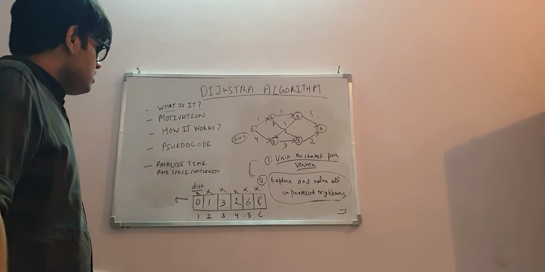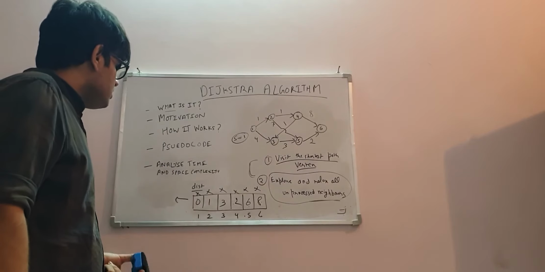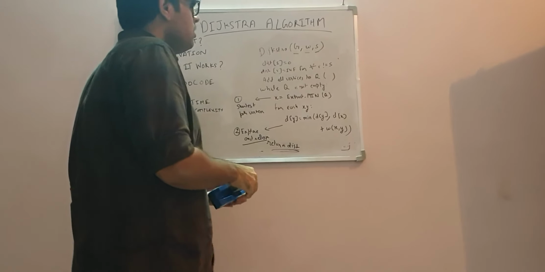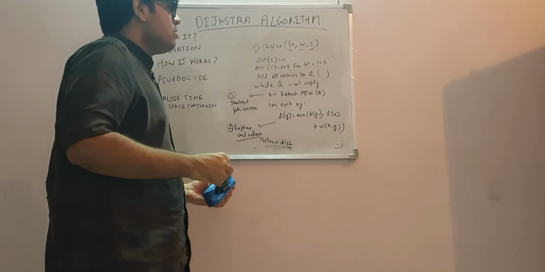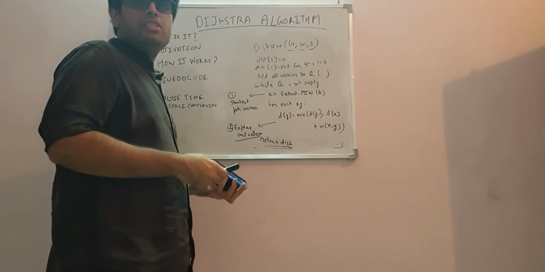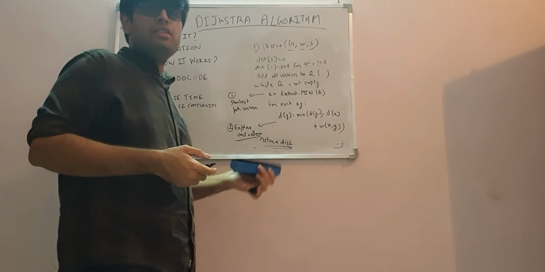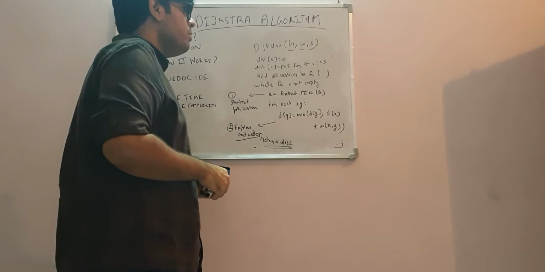Right. So let's just write a pseudocode and try to analyze the time and space complexity for this. Now we've already seen the simulation of Dijkstra on an example graph. Let's now try to understand it in the form of a pseudocode. Now this is language agnostic, so you can implement this in any language that you feel comfortable with.